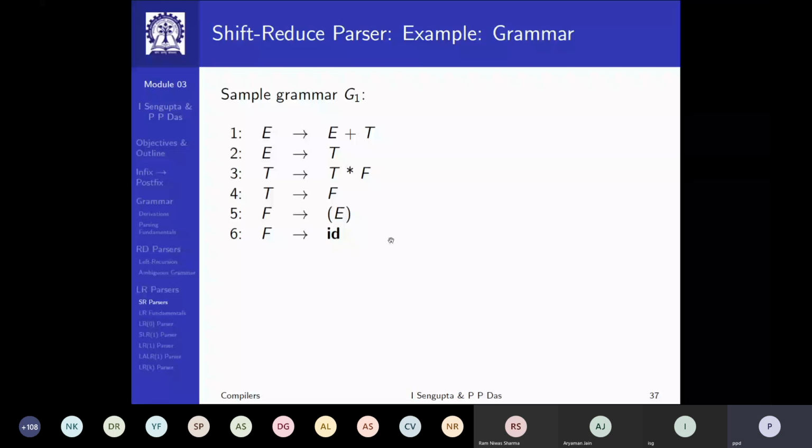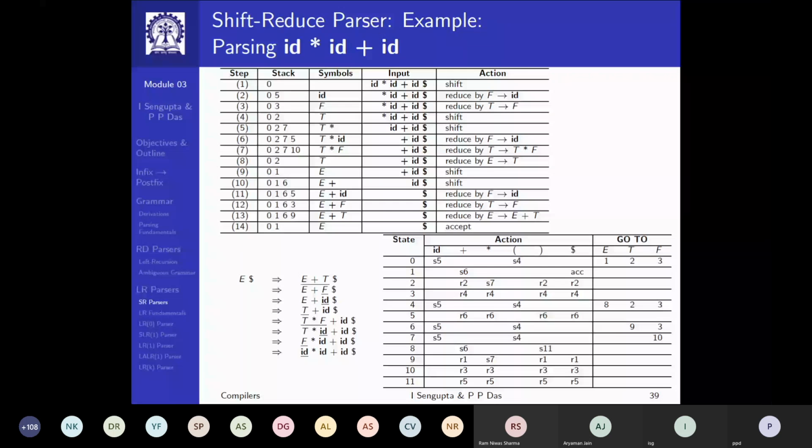So what does that mean? That means that I'm here. Look at the sentence. I'm here. ID is what I have found and should be replaced. So I can reduce by F producing ID, which means I'll remove the ID from the top of the stack, that's the right hand side, and replace it by F. I remove ID, I replace it by F. That is reduction by F producing ID.